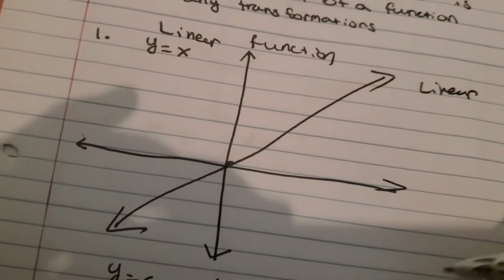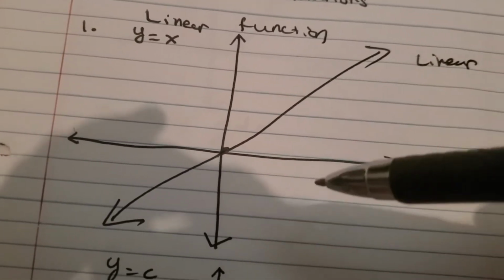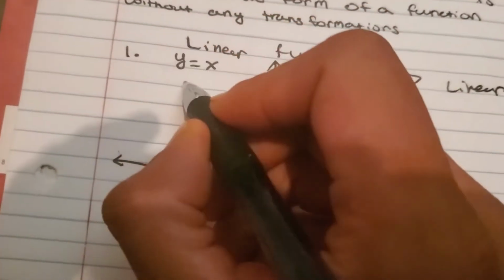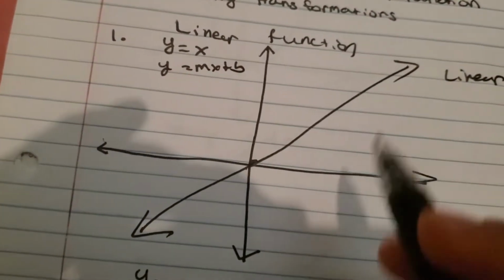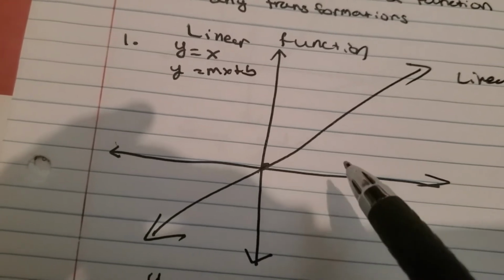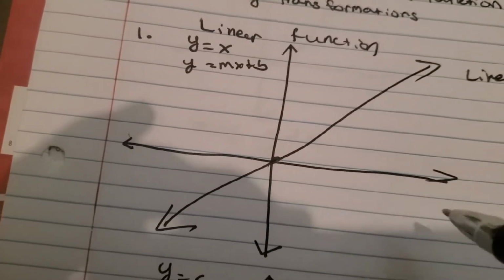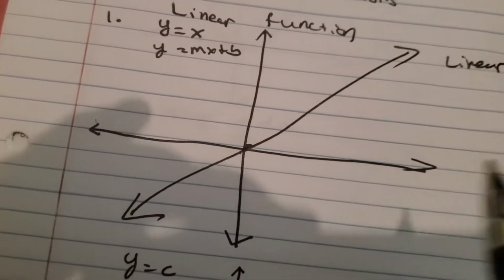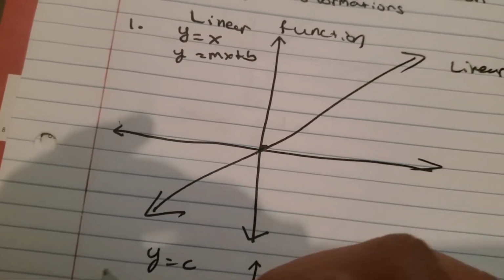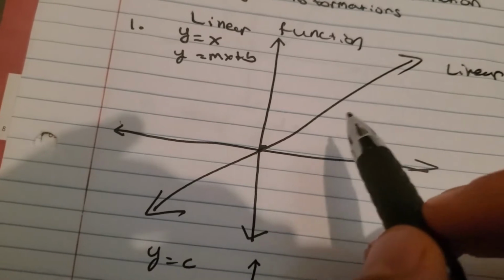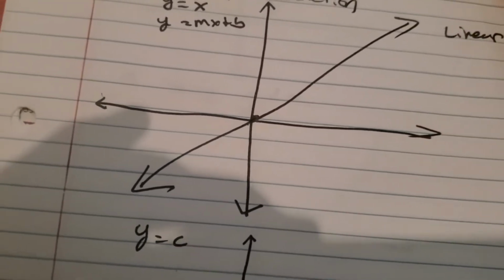The second case for a parent function of a linear function is y is equal to x. If you guys remember, y is equal to mx plus b. It starts at the origin and goes up with slope 1, rises 1 and runs 1. This is a common function that we use quite a bit as well. So let's move on.